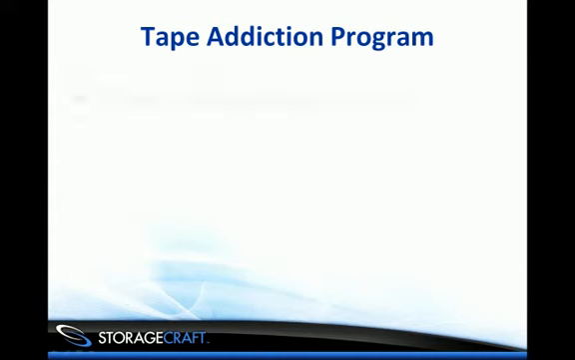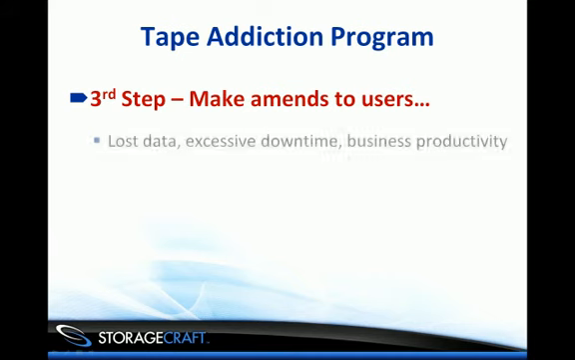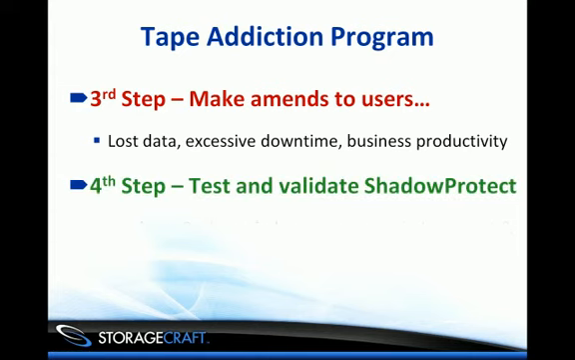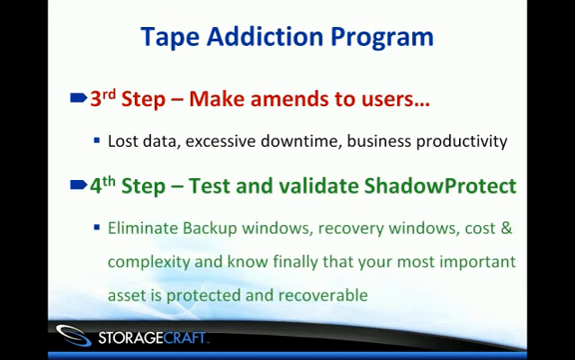The third step is the hardest: make amends to users. Go back and apologize to all your users for that lost data, the excessive downtime. Go and apologize to the business owner the last time the server crashed and it took 4 days to get it back up into production and cost the business tons and tons of money. Now the fourth step, well, that's actually the easiest step. Simply test and validate that ShadowProtect delivers what we claim it does and helps to eliminate backup windows, recovery windows, and take out the cost and complexity with our set and forget technology. Once it's deployed, it just works. And most importantly, know that your most important asset, your data, is protected and, importantly, recoverable in real time when you need it, how you need it.